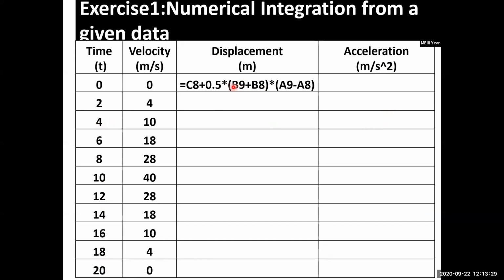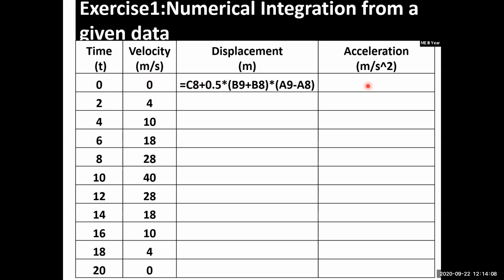For that, we have applied the formula. What formula was there? B minus A into FA plus FB by 2. This is our B, and this is nothing but the A9. Suppose the cell values we have put: this minus this, into this plus this, divided by 2, so I have multiplied by 0.5. This C8 is nothing but the previous cell number. Suppose here there is no previous cell, so it will be kept as 0.